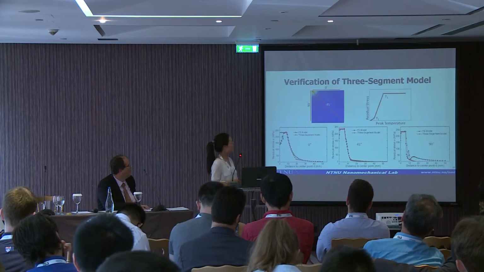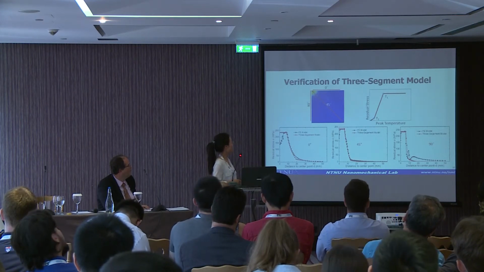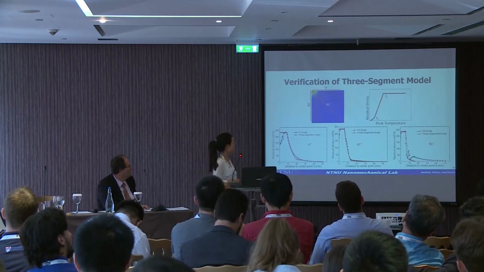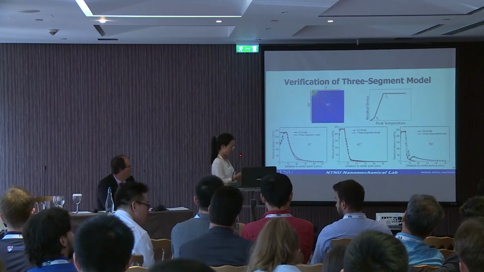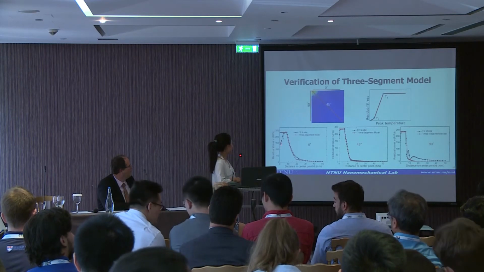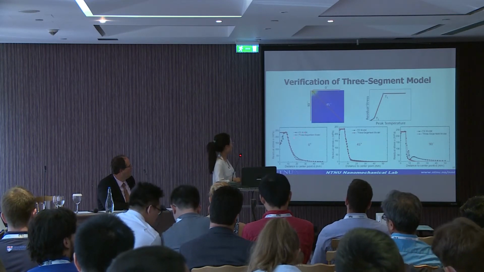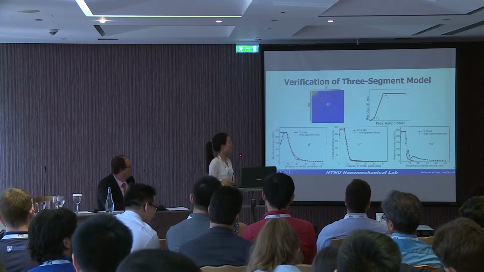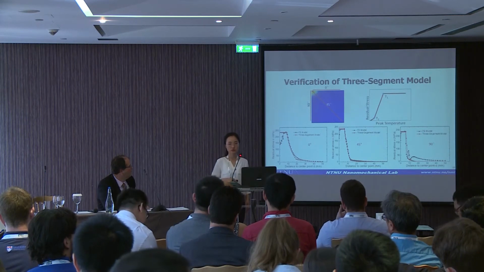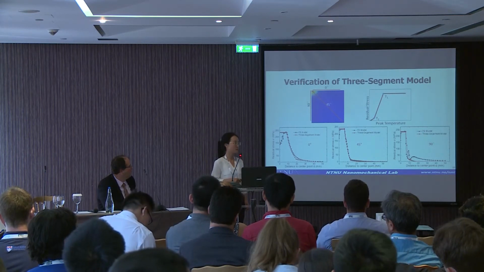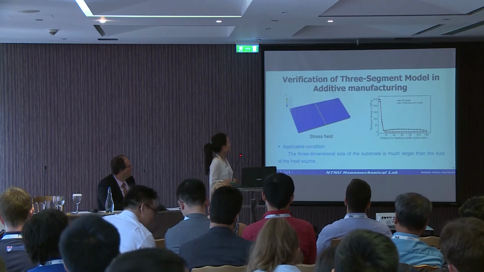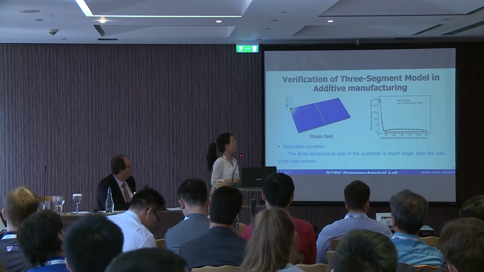And the three-segment model was validated by finite element simulation results in three directions. The black curve shows the finite element model results, and the red curve shows the three-segment model results. From these figures, we know that the three-segment model shows good agreement with the finite element simulation results.